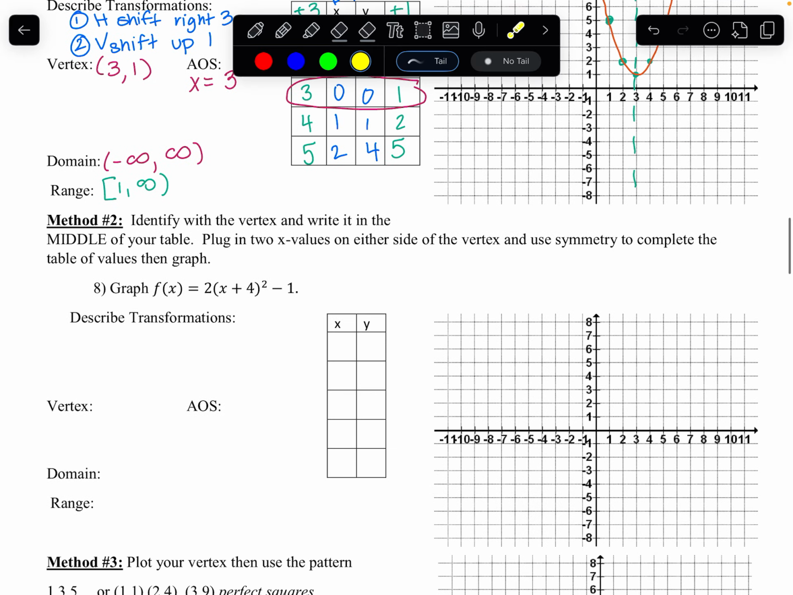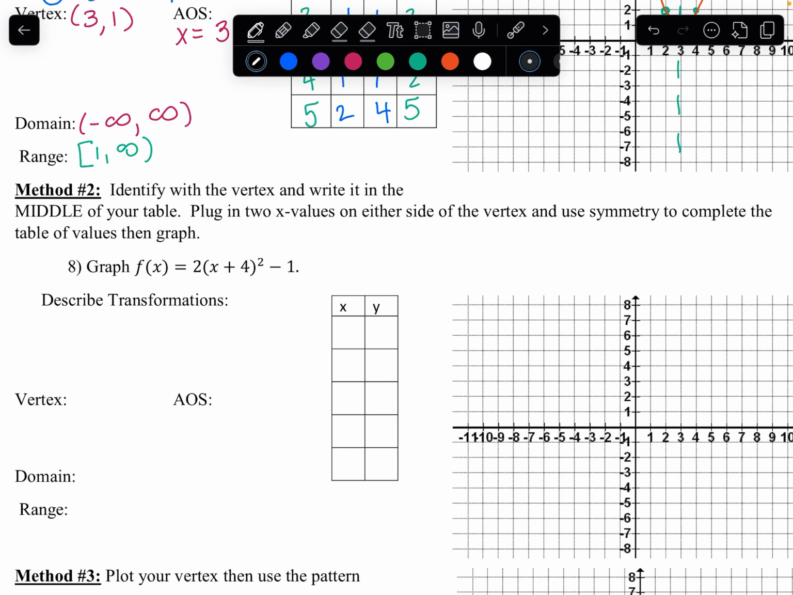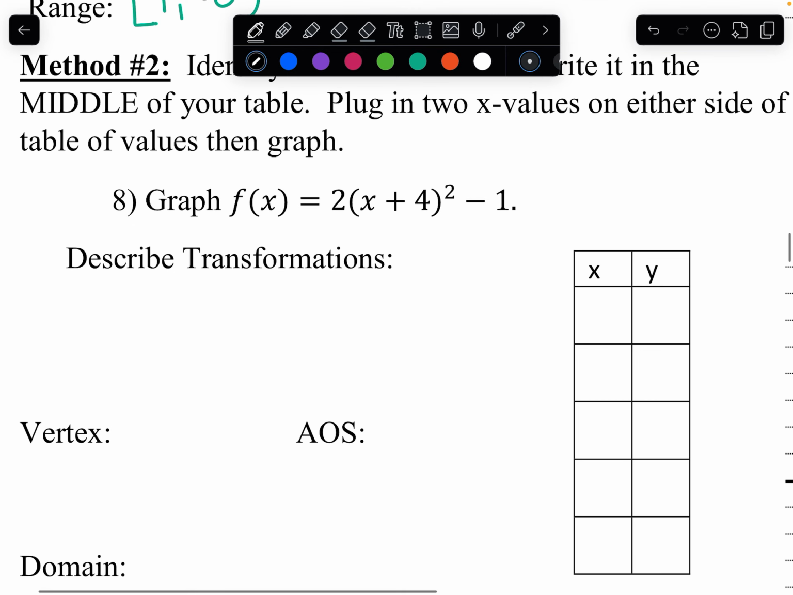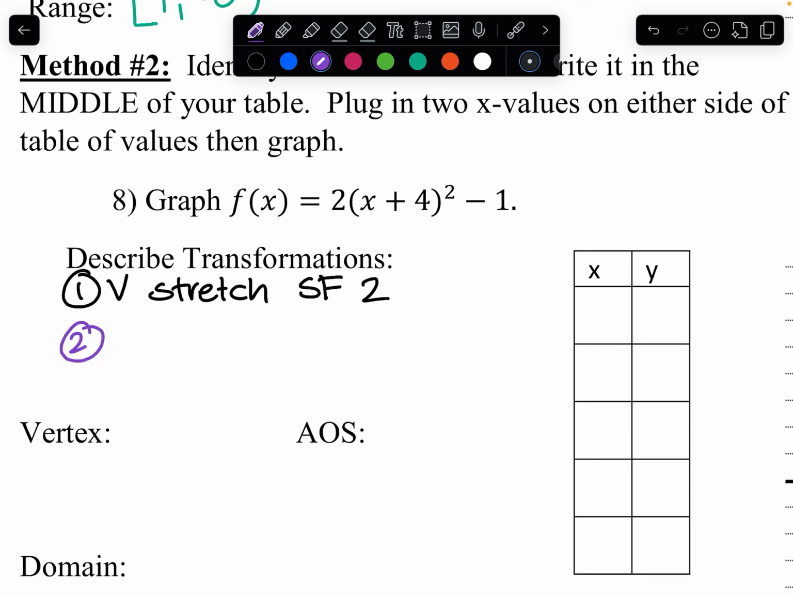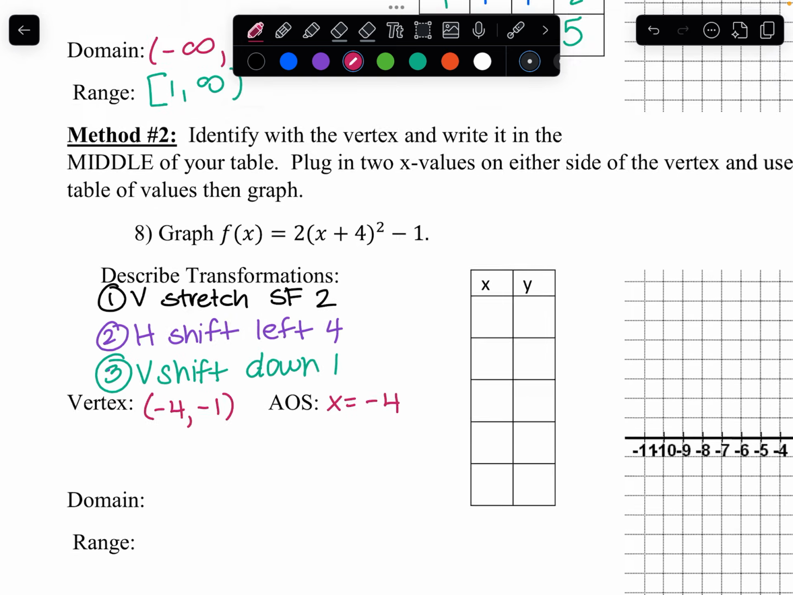The second method, it's one of my least favorite ones. It requires a calculator, and I personally think a lot of work. So we can still describe our transformations. We have a vertical stretch by a scale factor of 2, because that 2 is on the outside. Then that +4 is on the inside, so it's going to be that horizontal shift left 4, finishing with that -1 on the outside, so that's going to be that vertical shift down 1. Now our vertex is going to be -4, -1, and so our axis of symmetry is x equals -4.